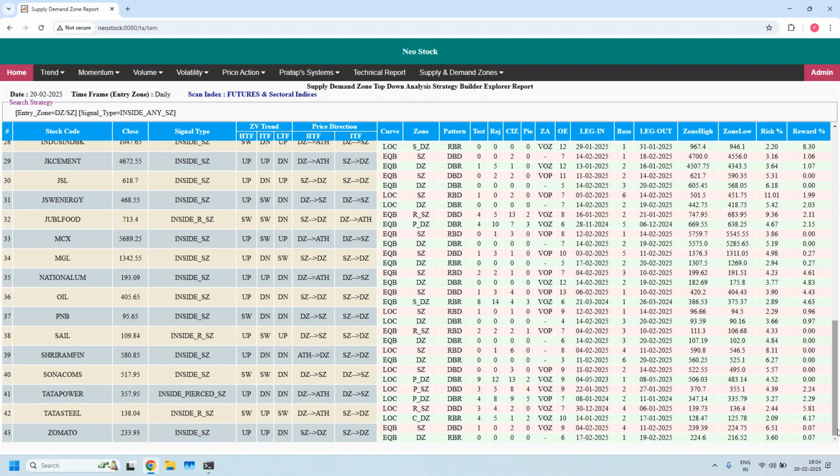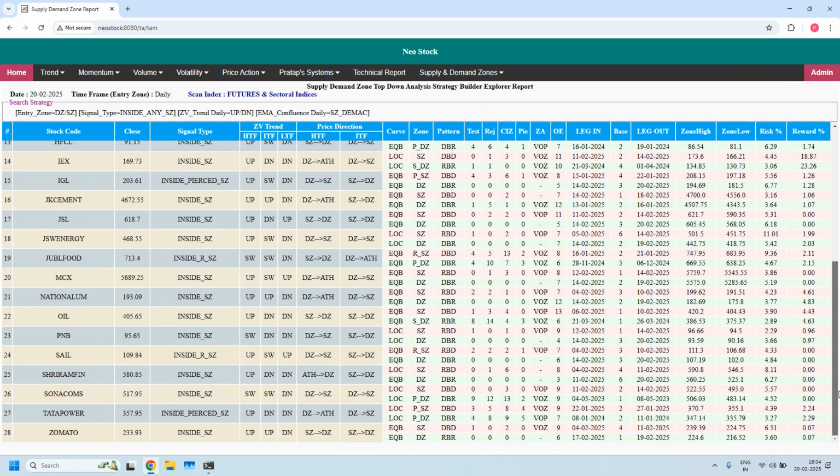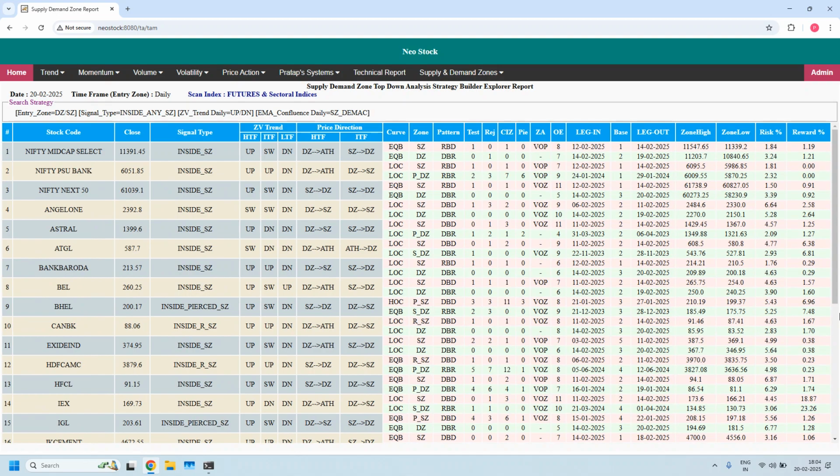So total 43 stocks are filtered. Out of these 43, how many daily supply zones are having daily EMA confluence? Let us filter. In the EMA confluence at daily, I am setting the filter daily supply zone having daily EMA confluence. And the trend on the daily time frame should not be sideways. It can be up or down. So with these filters, now we got 28 stocks.